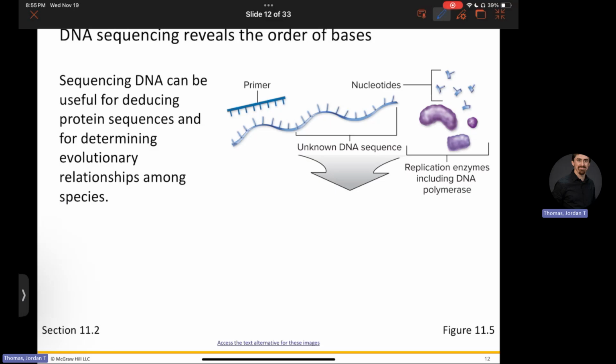DNA sequencing. So now we're going to move on to a different type of biotechnology called DNA sequencing. DNA sequencing reveals the order of the bases. Sequencing DNA can be useful for deducing protein sequences and for determining evolutionary relationships among species.